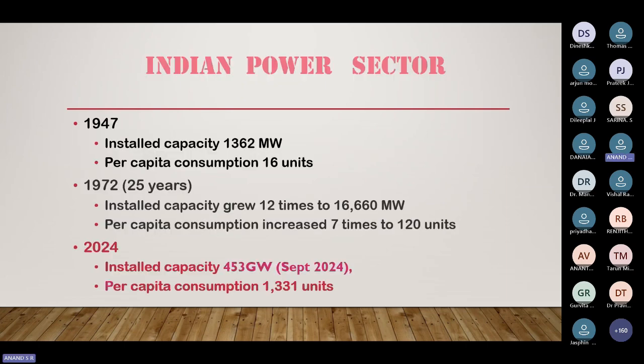Now coming to some of the statistical figures. In 1947, we had an installed capacity of 1,362 megawatt, and per capita consumption was 16 units. But in 2024, the installed capacity has gone to 453 gigawatt, and per capita consumption has gone to 1,331 units. Even then, the per capita consumption in India is much less compared to its peers.